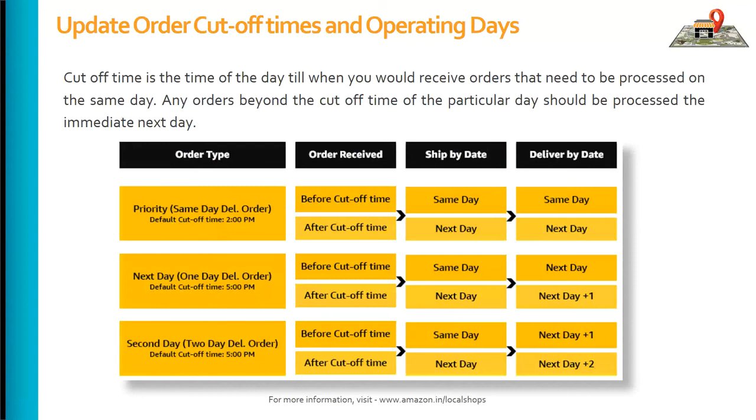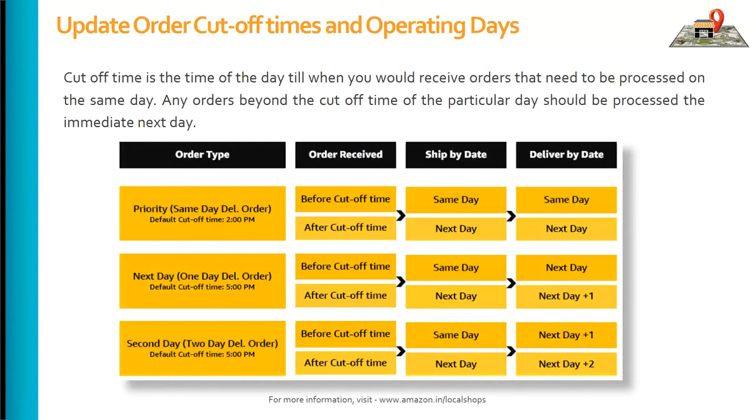Order cutoff time is the time of the day until when you'd want to receive orders, and you'd of course require some time to process and proceed with delivery of the same day, 1 day, and 2 day orders. That is what I'm trying to explain in this slide here. For example, same day order cutoff time. A same day order is a defined order type that is priority because you need to deliver it on the same day.